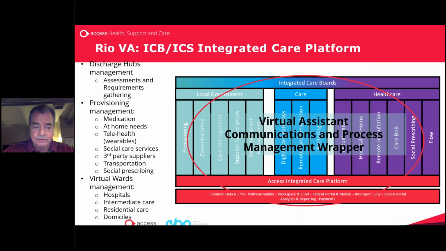And then throughout the whole thing we have a concept of virtual ward management, both within the hospitals, as well as intermediate care, residential care, and domicile care. And what you see here is that the virtual assistant can be the communication and process management wrapper around all these key services and components to be able to move and migrate the patient from one care setting to another and make sure that we don't forget anything along the way.